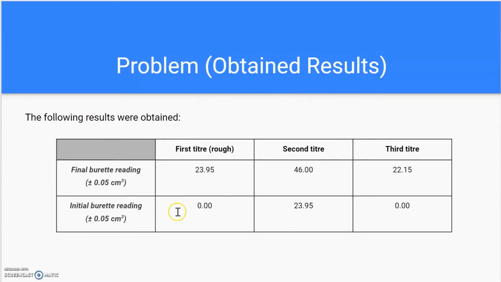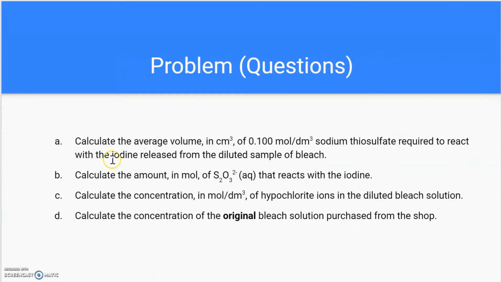So we also have the results that were obtained. We have final and initial burette readings on first titer, second titer, and third titer. And the questions are, first, to calculate the average volume in centimeters cubed of the sodium thiosulfate required to react with the iodine. Second, to calculate the amount in moles of thiosulfate that reacts. Third, calculating the concentration of the hypochlorite ions in the diluted bleach solution. And fourth, calculating the concentration of the original bleach solution purchased from the shop.